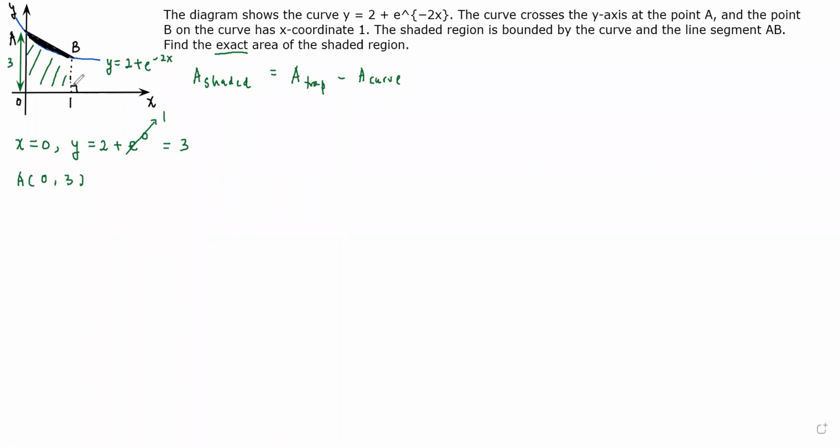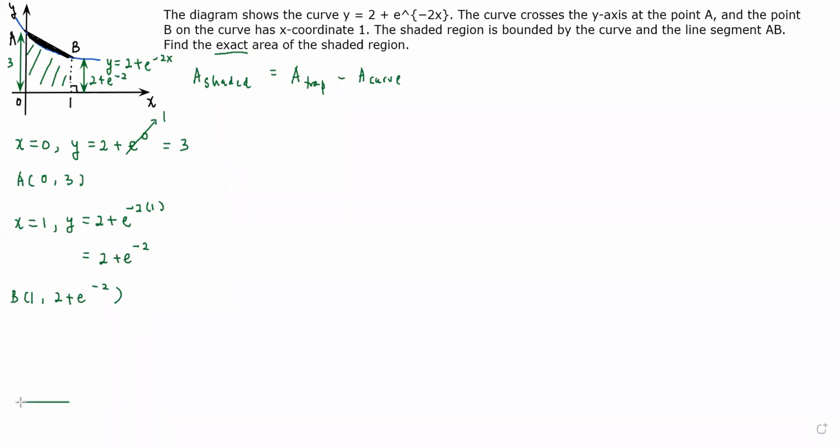To find the height of point B, we need to find the y coordinate of B when x is 1. So we let x be 1, and y is 2 plus e to the negative 2 times 1, which is 2 plus e to the negative 2. Then point B has coordinates 1 and 2 plus e to the negative 2. And we also know that the height of this point B here is 2 plus e to the negative 2. We can find the area of the trapezium.